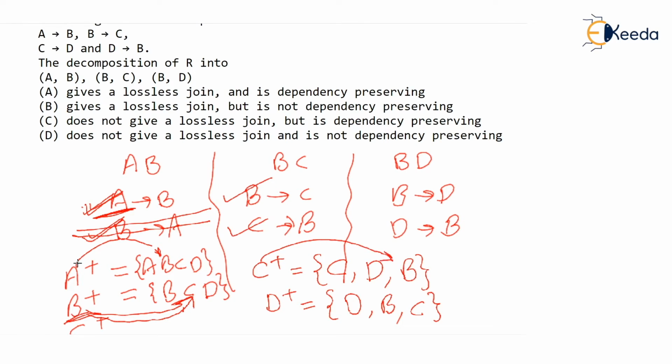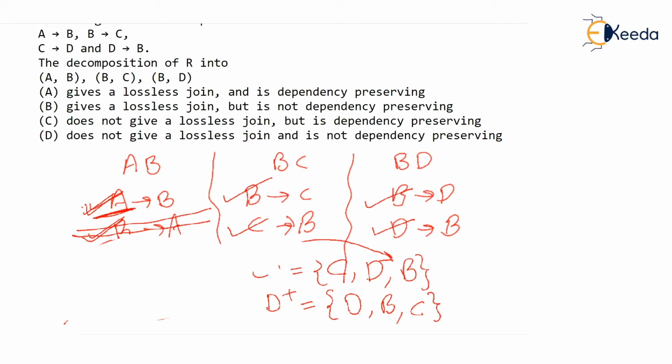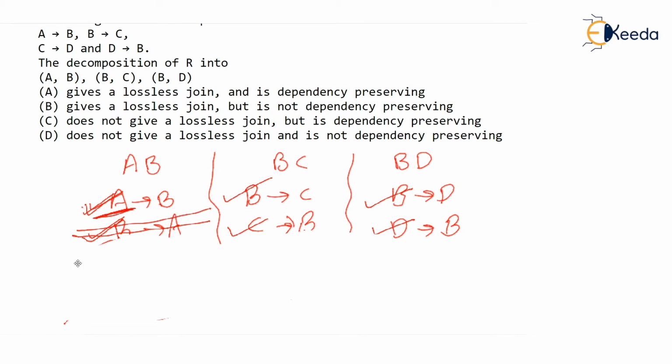And in the third table, B determines D is possible because B closure contains D. And D determines B is also possible because D closure contains B. Okay. So all the non-trivial dependencies preserved by these three tables have been ticked, isn't it? And this dependency B determines A, I am erasing now. This is not satisfied.